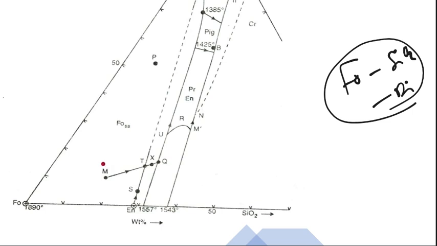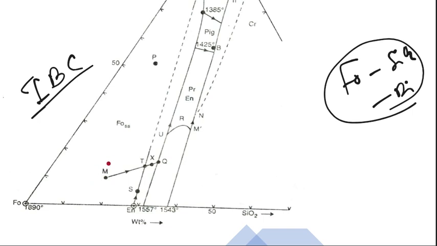Above the liquidus it was melt, and when it touches the liquidus, then at point M the crystallization started. The initial bulk composition is also at point M. So at point M the crystallization started. What will be the first crystal? Phosphorite. So phosphorite will be the first crystal formed.